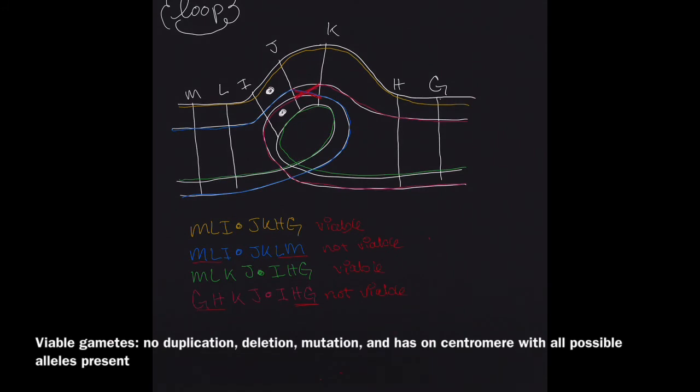Now we're going to look at which gametes are viable and which are not. The second and fourth chromatids are not viable because they have a mutation of that ML or that GH.